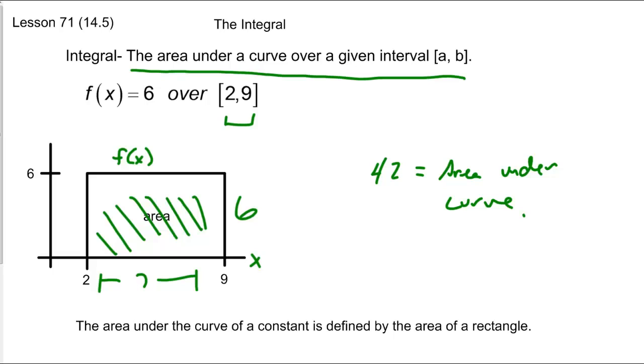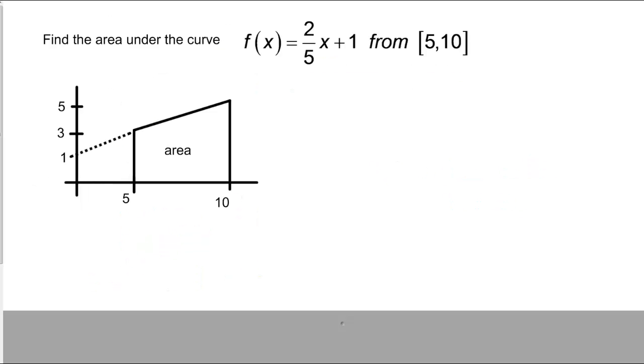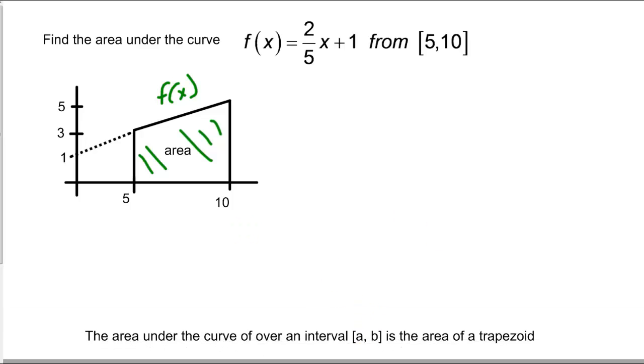Now, if I have a line, in other words, something with a slope, like 2x or 2/5 x plus 1 from 5 to 10, here again is f of x. It's this slanted line from 5 to 10. And if I'm going to find its area, you'll notice this is just the shape of a trapezoid. So for any kind of linear function, the area under that curve is defined by the trapezoid that it makes with the horizontal.